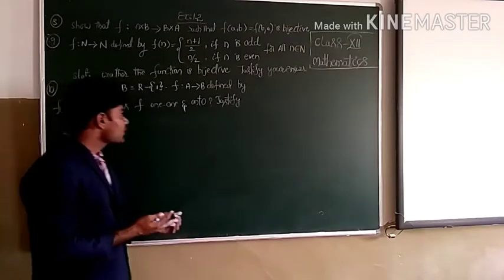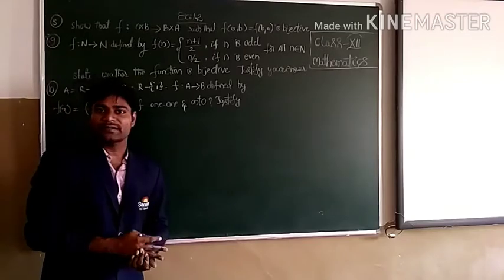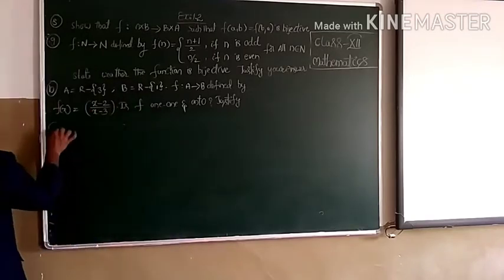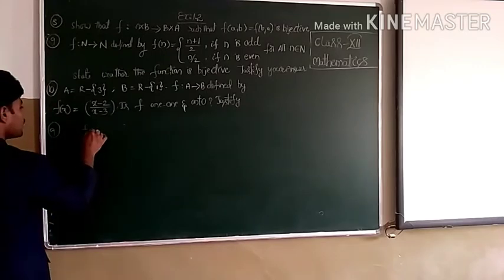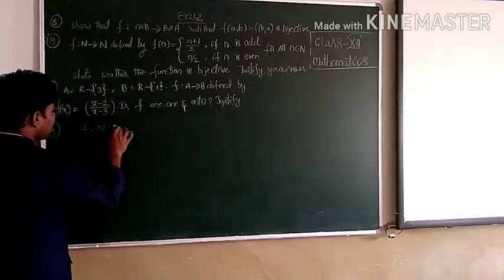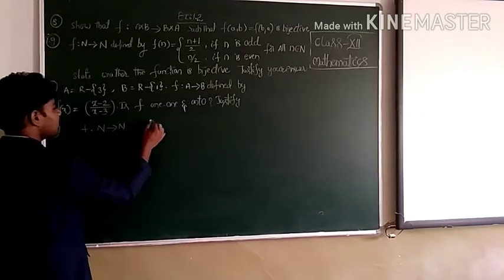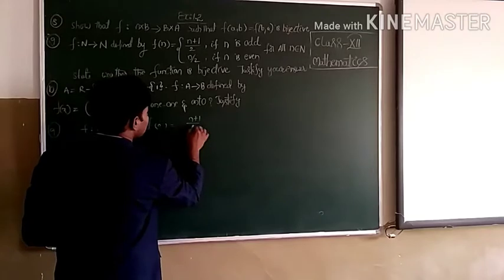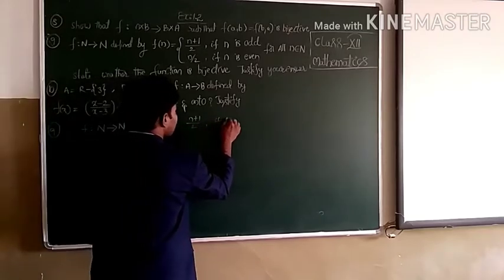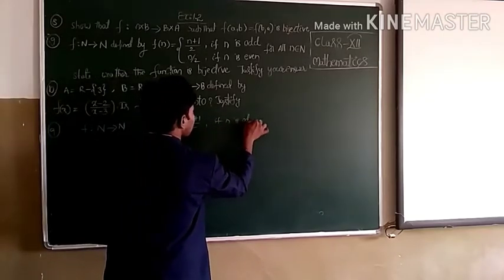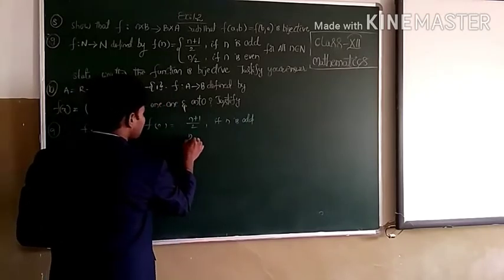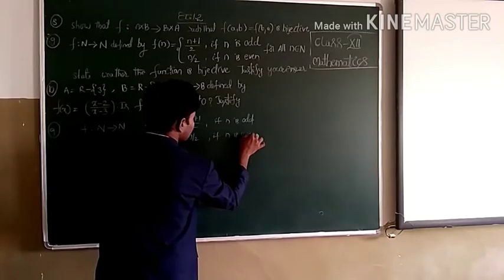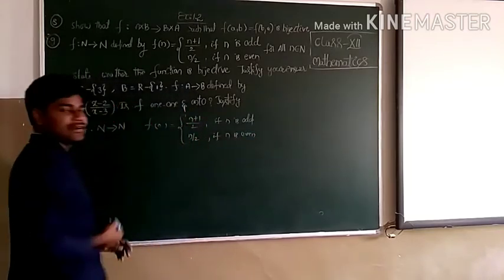So for this we need to check the one-one function and onto function, right? So now let's see the ninth one. The given function defines natural number to natural number, and two cases are given. f(n) = (n+1)/2 if n is odd, right? Next, n/2 if n is even. Clear? This is the given information.